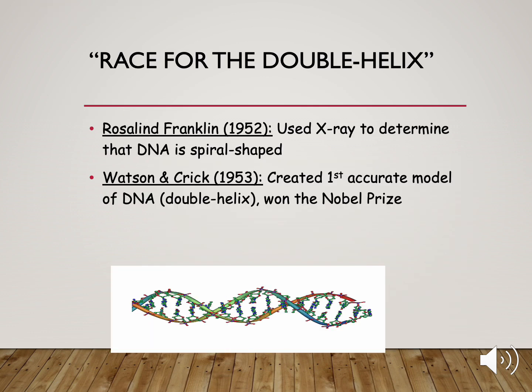Rosalind Franklin used X-rays to determine that the DNA was a spiral shape. And then later Watson and Crick came along and said that they made the model for the DNA, the double helix model, which actually won a Nobel Prize.